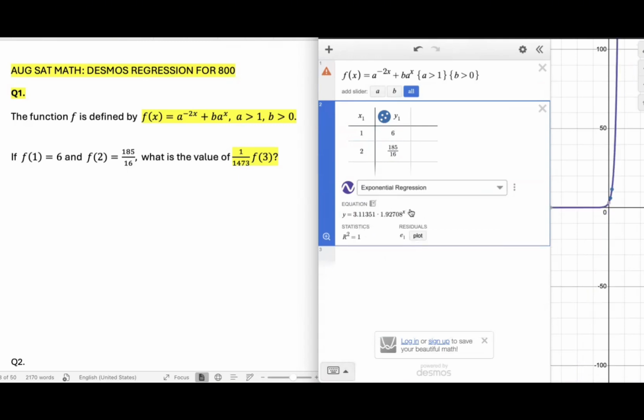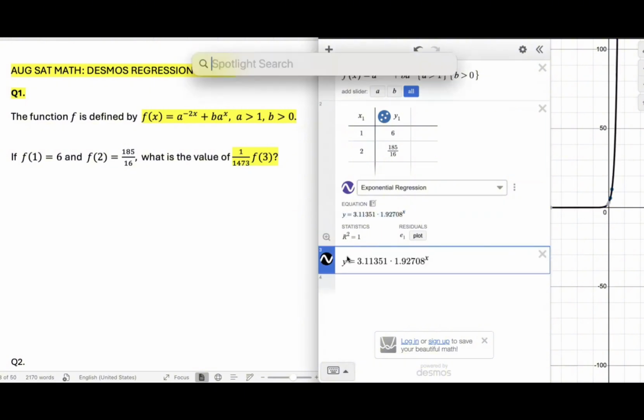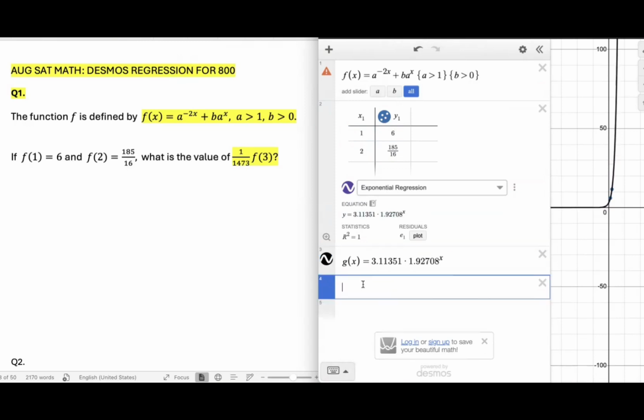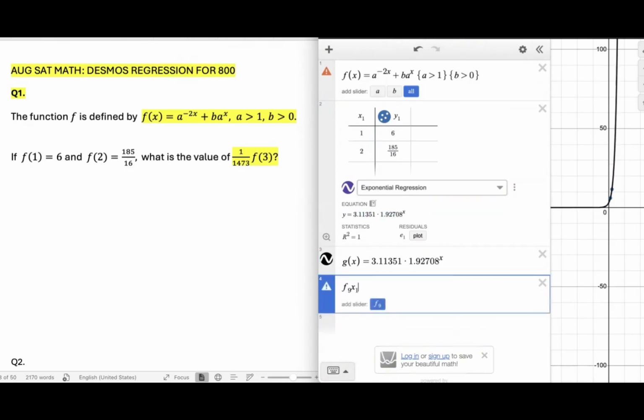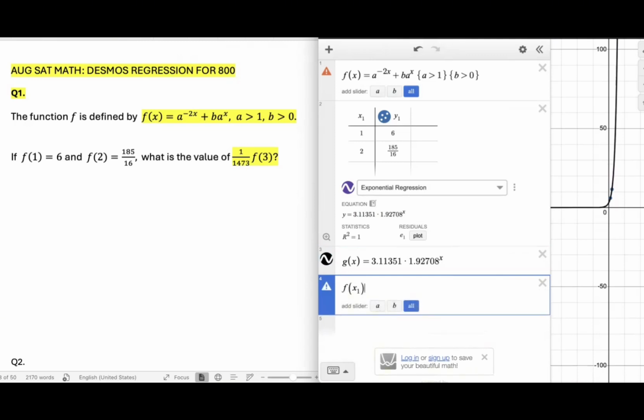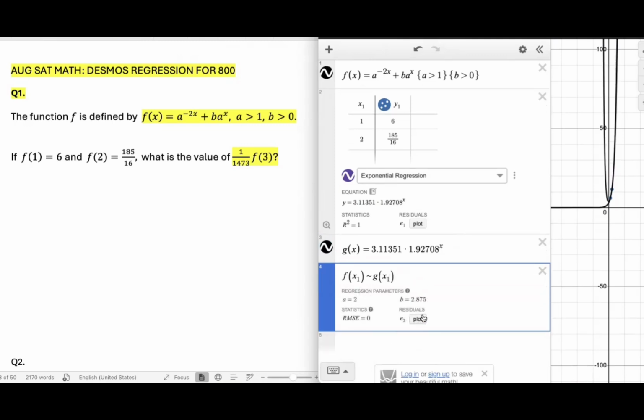I will copy that function and that will become my new equation. And I'll put it here. I'm going to label it as what? G of x. So this is G of x. And I'm going to regress it with our original f of s. So f of s, 1, regression, and G of x, 1. And this gives you an a and a b value.